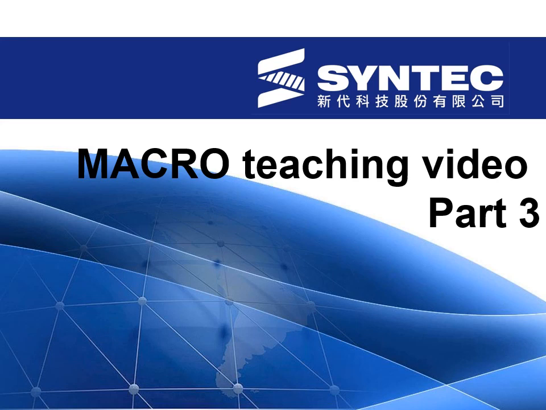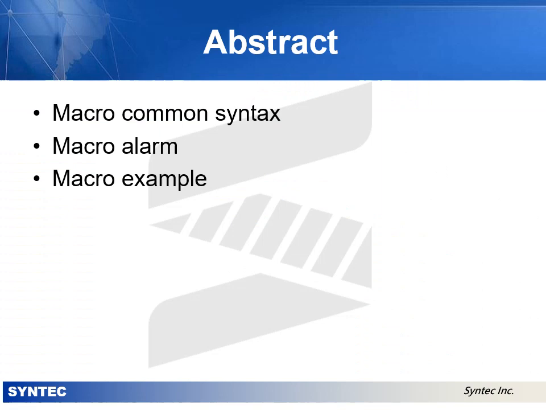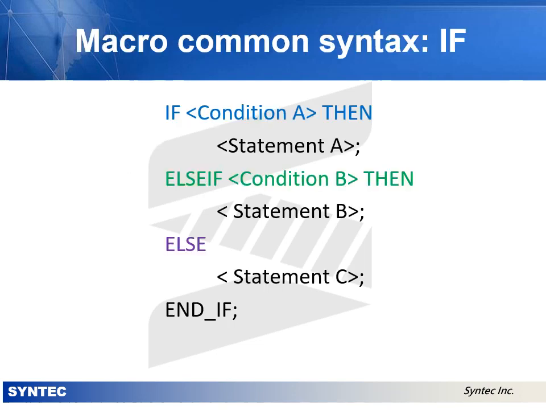This is the macro teaching video part 3. This video will introduce the syntax of macro and method of alarm. The content of alarm is a custom string that notifies the user when a wrong program has happened, and macro execution can be suspended. Here is the format of if syntax.